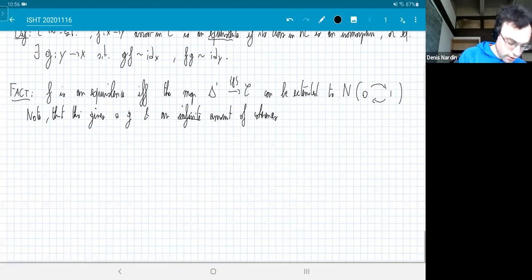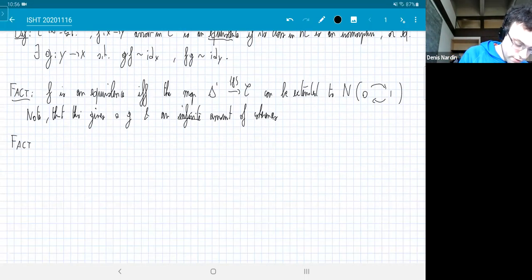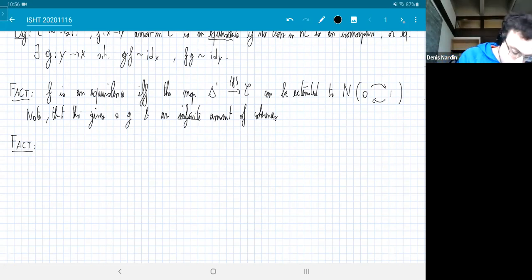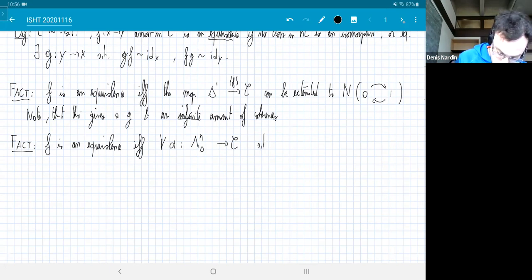And another fact that's actually used in the proof of the above fact, but it's slightly less intuitive, so let me say it later. f is an equivalence if and only if for every alpha from lambda m zero to C, such that... I always get this wrong.